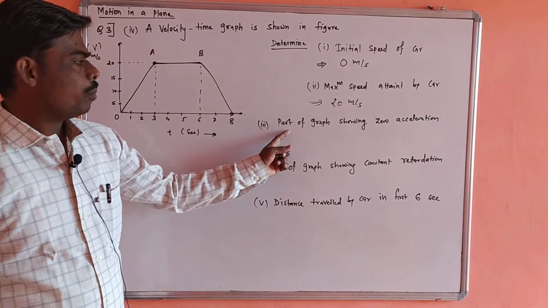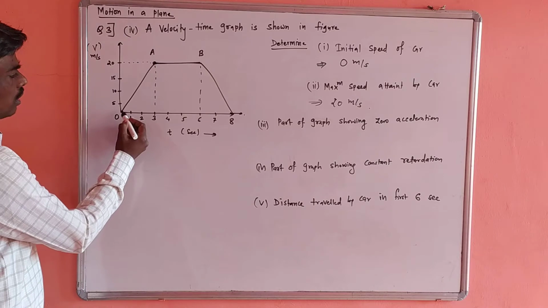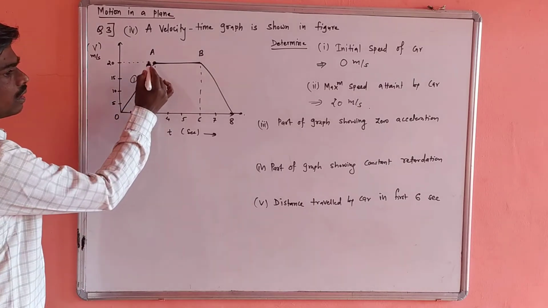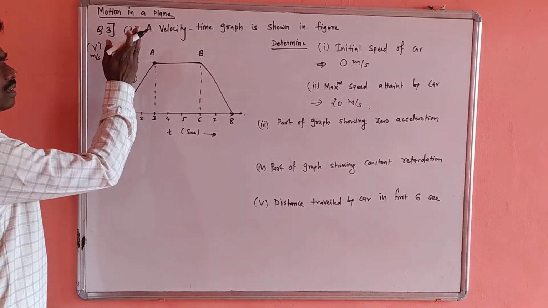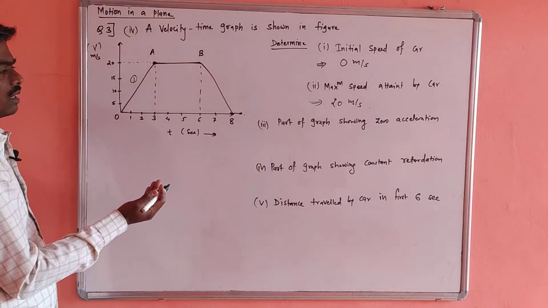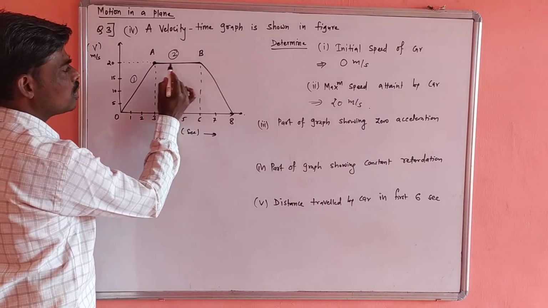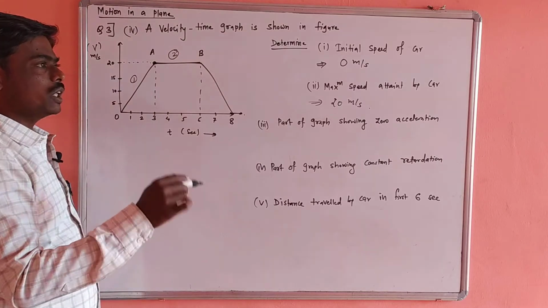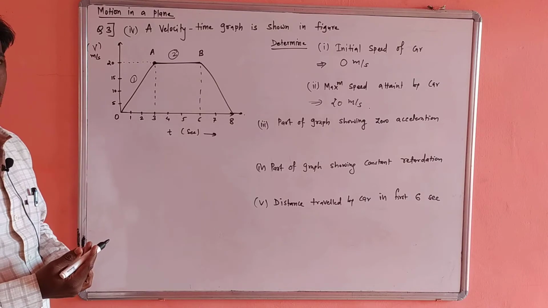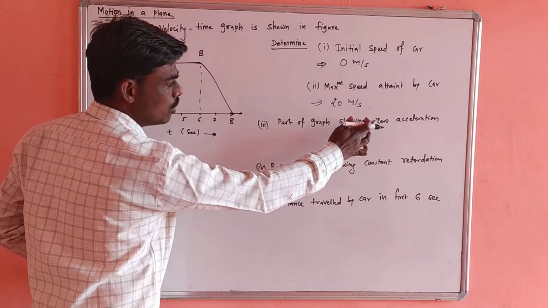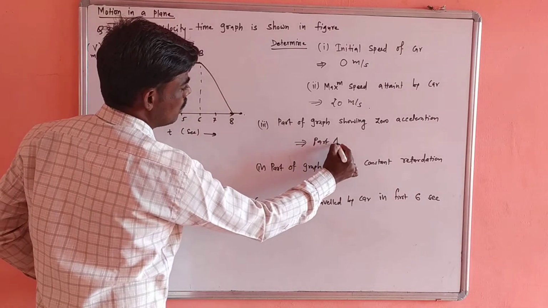Third question, part of graph showing 0 acceleration. So see here, this is the first part OA, where velocity or we can say speed goes on increasing. So it indicates positive acceleration. This is second, where the speed of car remains constant, and we know that if speed or velocity of any body remains constant, its acceleration will be 0. So part of graph showing 0 acceleration is part AB.